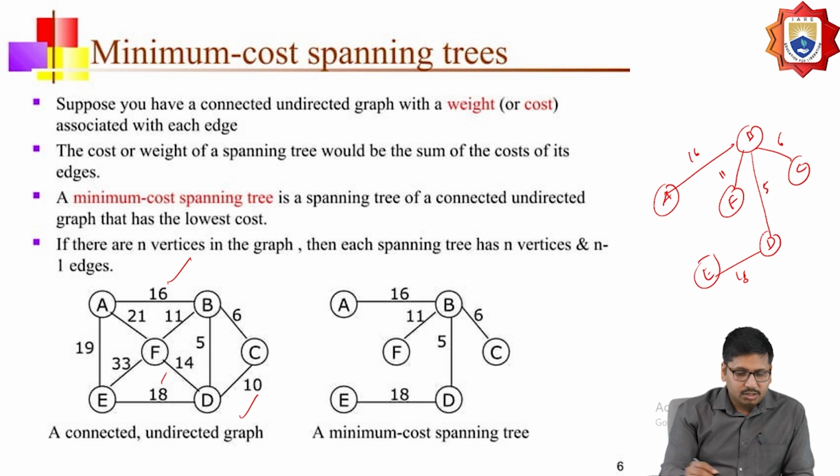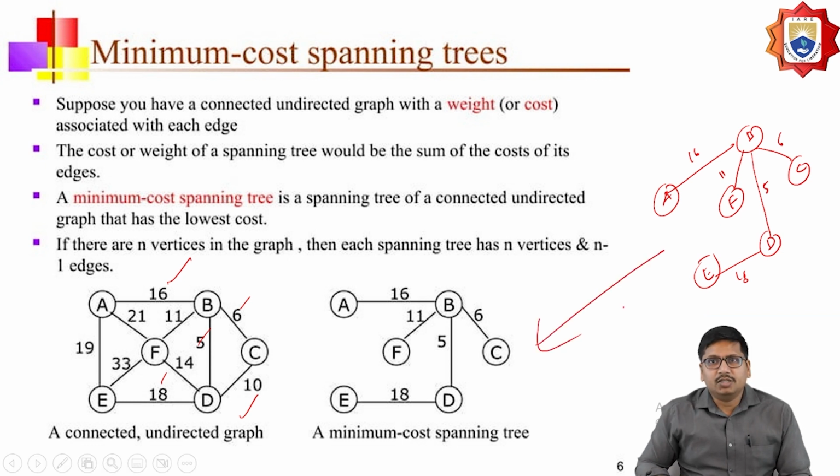And if next is, after 16, it should be 19. If I select 19, a cycle is forming, so that's why I'm not going to select this. The next one, 21, is also not possible, and 33 is also not possible. So finally, this should be the minimum cost spanning tree of the given graph.